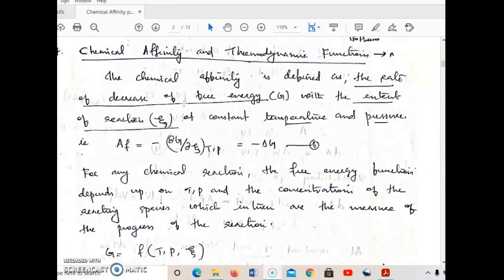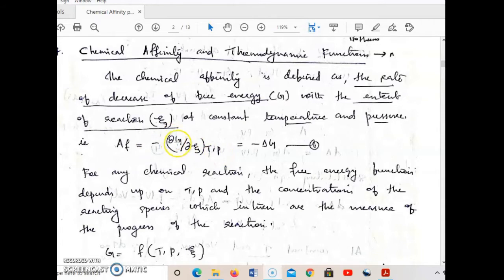So when a reaction proceeds, to what extent the free energy decreases as a reaction proceeds. It is the rate of decrease of free energy G with the extent of reaction at constant temperature and pressure. That is chemical affinity. It is represented by the symbol AF. AF can be expressed as minus ∂G/∂θ at constant temperature and pressure.